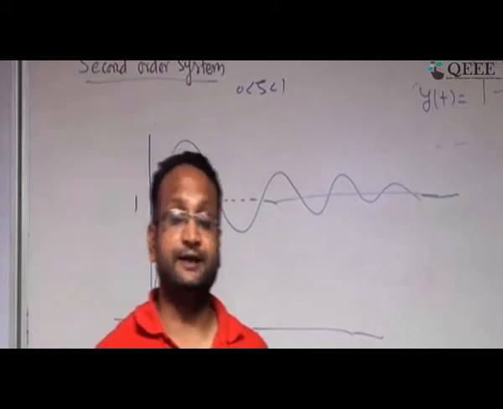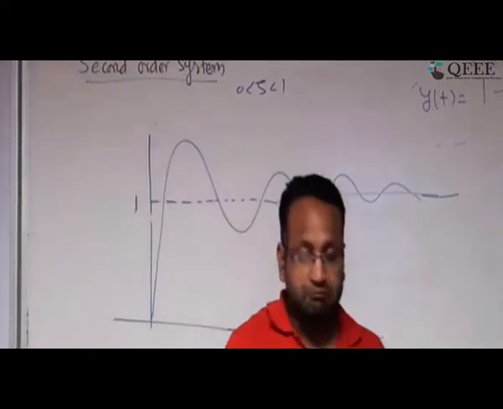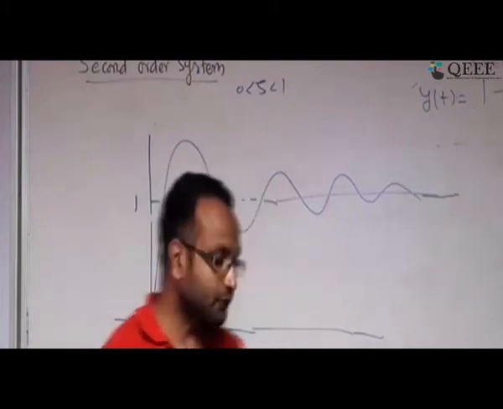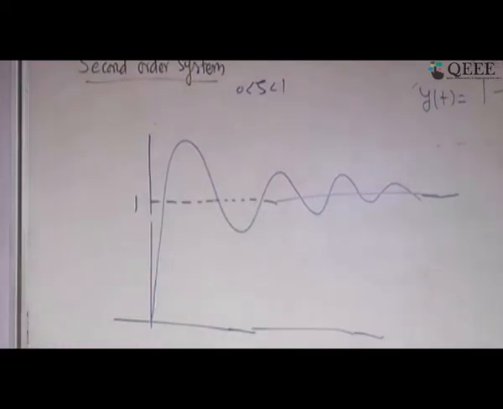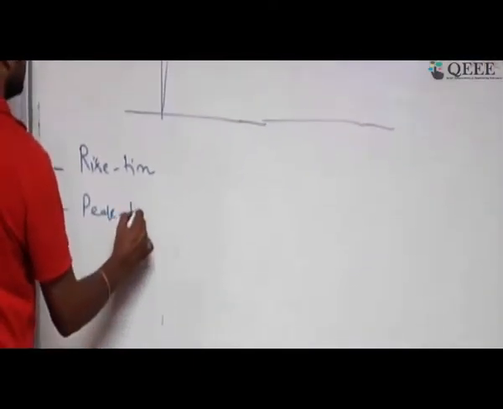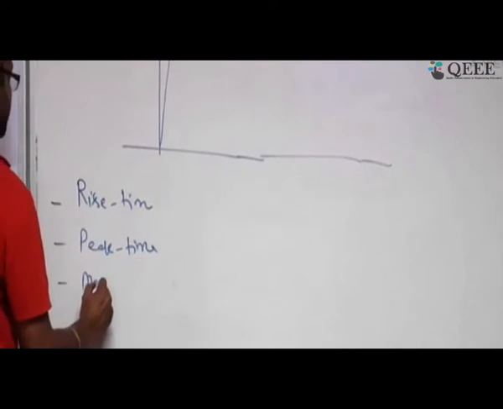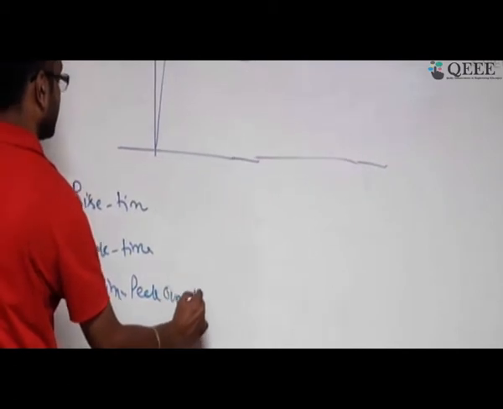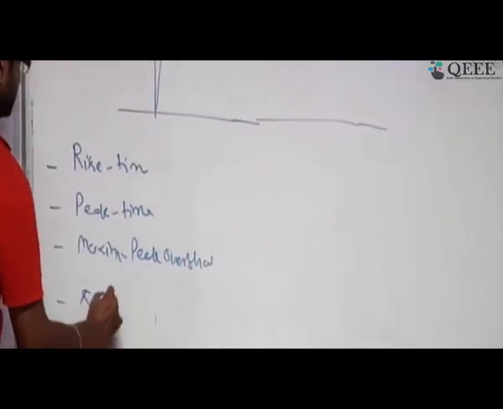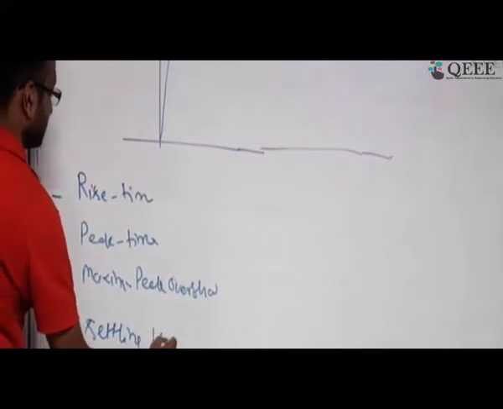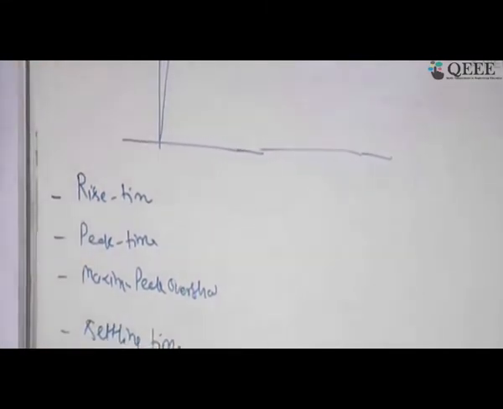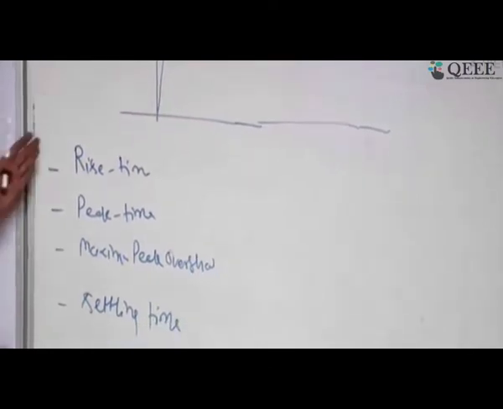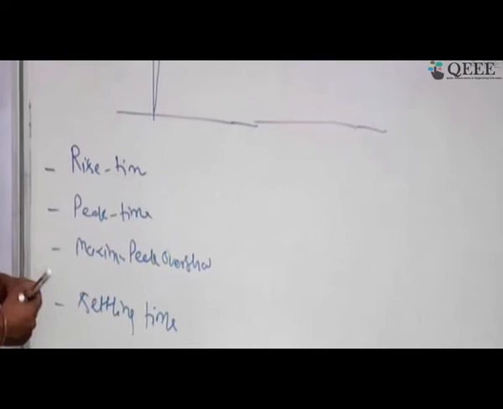As I mentioned in the first order case, my pole has to be completely on the left side, correct? So for that, a few parameters have been defined. One is known as rise time, peak time, maximum peak overshoot and settling time. I will explain each one by one. These are the four parameters defined in the literature. Okay, so what does it say?